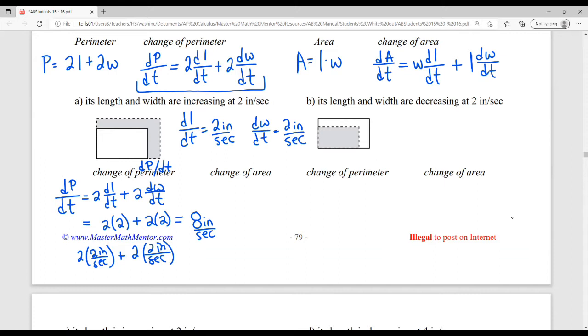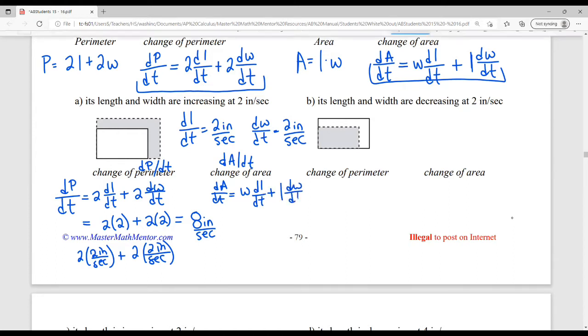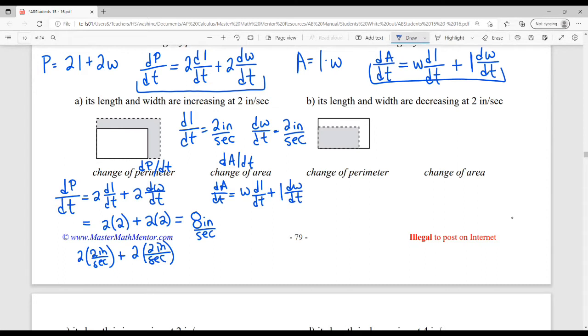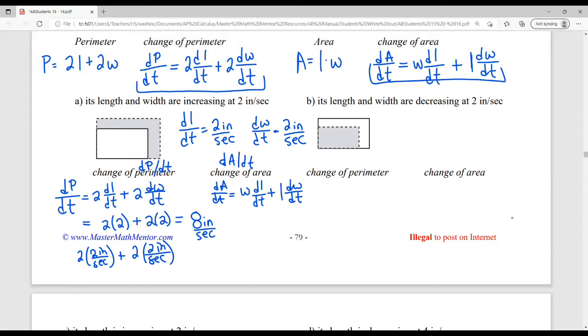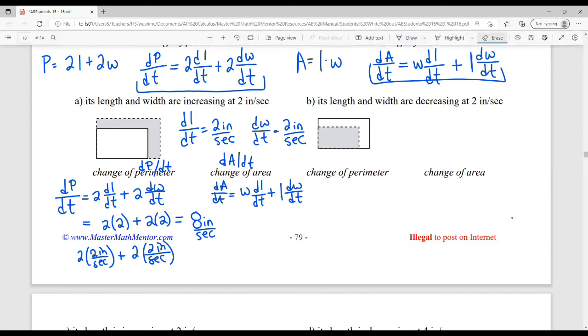So if we look at how the area is changing, we're going to use this formula. So we're actually solving for dA/dt this time. So we get dA/dt is equal to the width times dL/dt plus the length times dW/dt. And we know what the width and the length are. We know that they were given to us earlier.